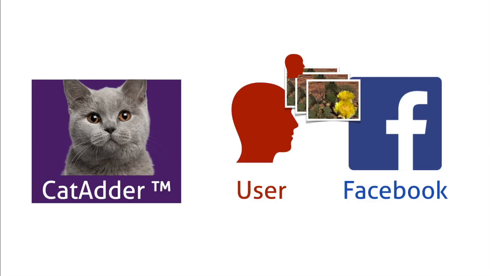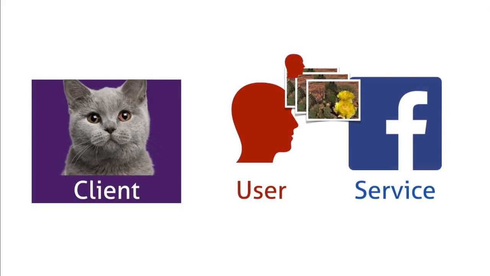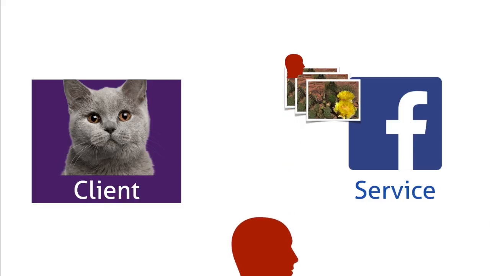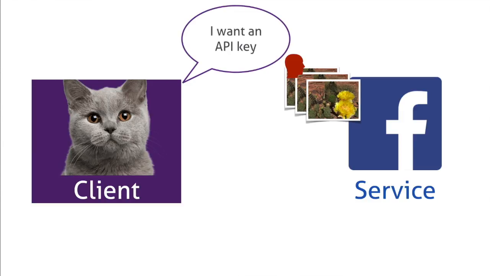And the way that OAuth works is that we have three entities. We have cat_adder, which is the program that we want to build. Then we have the user that wants to use cat_adder and has a Facebook account. And we have Facebook, which has this user's photos. Just to use terminology consistent with OAuth terminology, I'm going to refer to cat_adder as the client and Facebook as the service. So at some point before the user finds cat_adder, cat_adder has asked for an API key from Facebook.